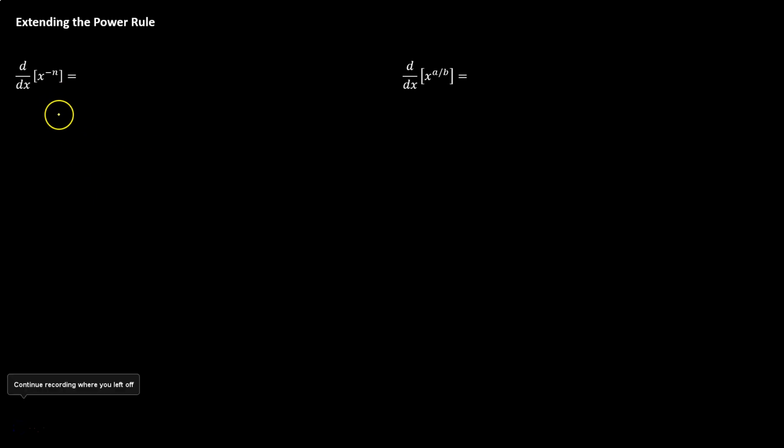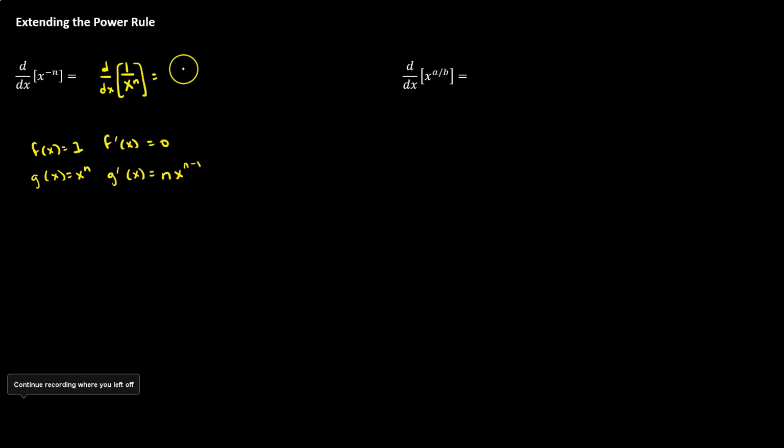And the way that I will convince you that this works is to rewrite x to the negative n using a positive exponent. So x to the negative n is the same thing as 1 over x to the n. So I could look at this like I was taking the derivative of that, which we would call a quotient. The top function is a constant, 1. And the bottom function is x to the n. For our quotient rule, we need f prime, which would be 0, and we need g prime, which would be n times x to the n minus 1.